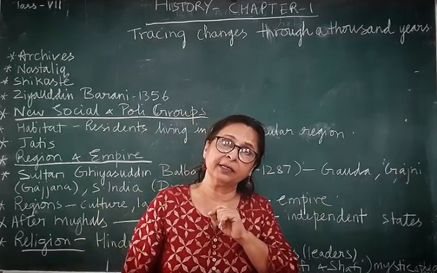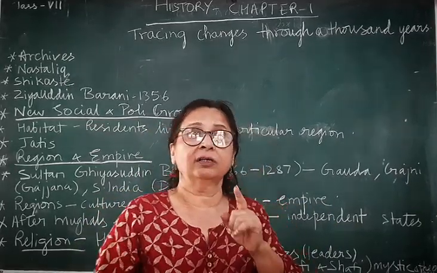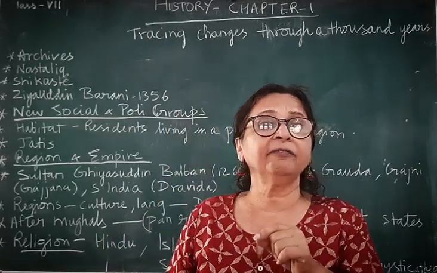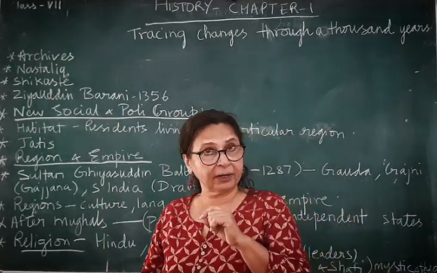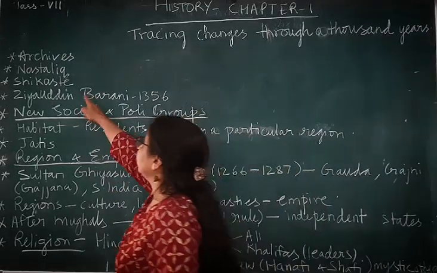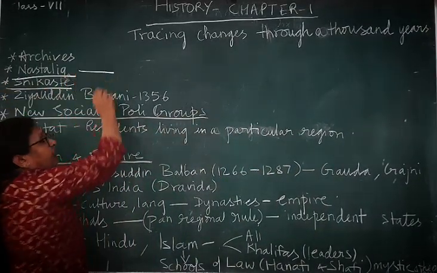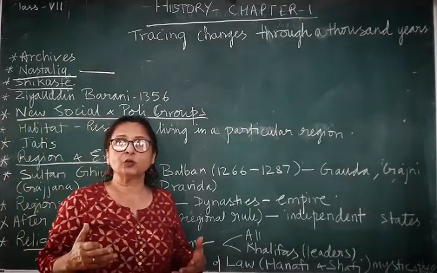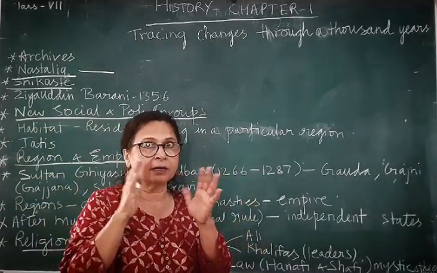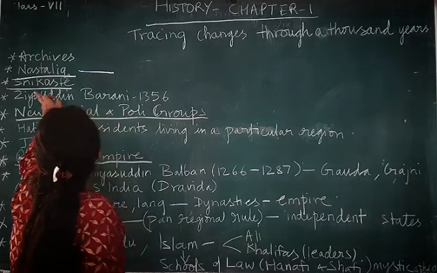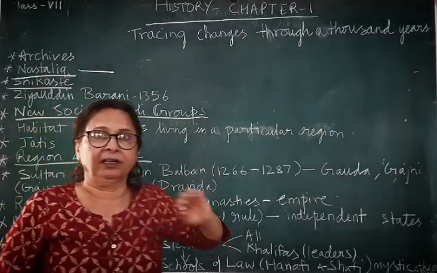Persian, the Irani language. That time, what we call modern Iran was called Persia. So, Nastalik and Shikaste. Nastalik was more easy to understand. It was not very crowded, whereas Shikaste was difficult.